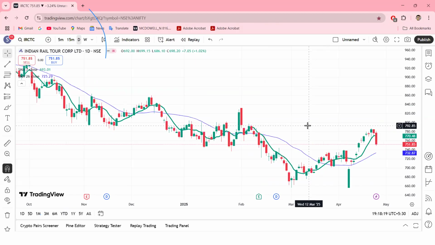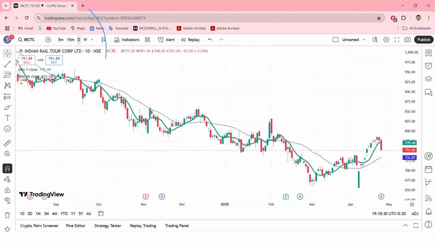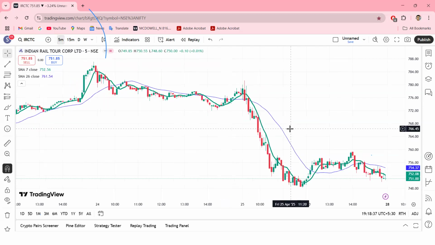Whenever the market is correcting, don't buy until the 7 is below the 13 and 26. So also apply the 13 moving average, so that you get a double confirmation on the chart. I think this is clear. This is a very simple 7-13 moving average strategy.